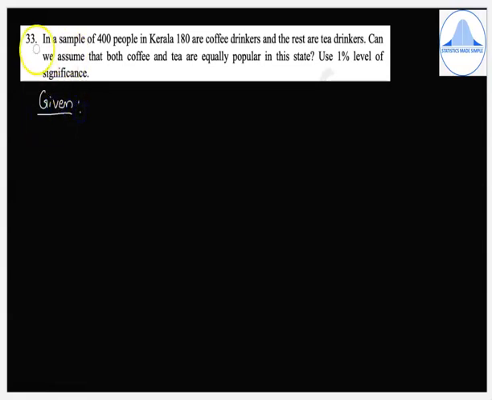So starting, they've said in a sample of 400 people, that means n is equal to 400. 180 are coffee drinkers. So X stands for number of units which possess a characteristic or an attribute in the sample. So X is equal to 180. So now the only value which we have to get is capital P naught.